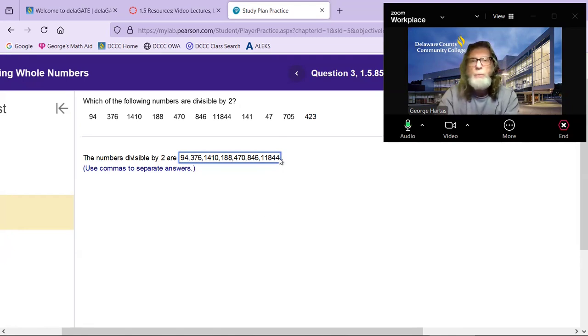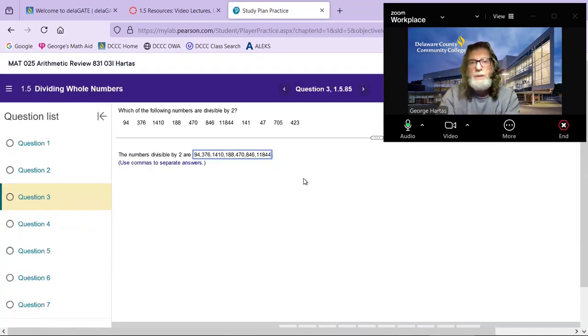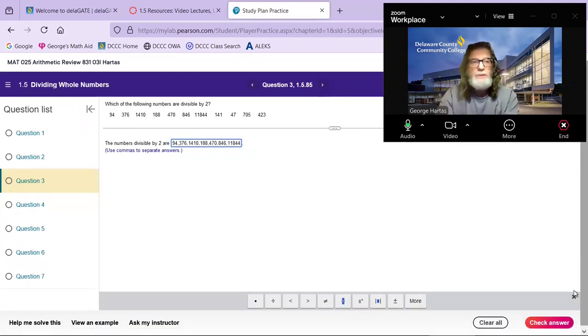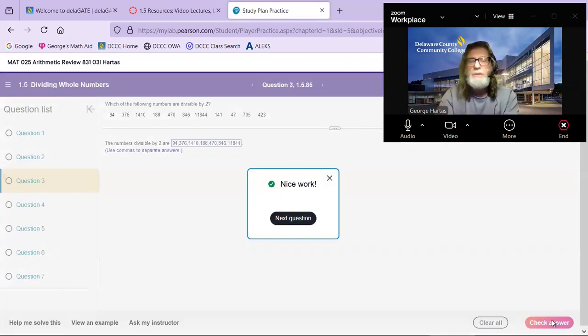And make sure here when you put the last digit, don't have a comma again. The comma is only for between the numbers. All right, well, let's check and see if this is correct. And it is. Let's go to the next question.